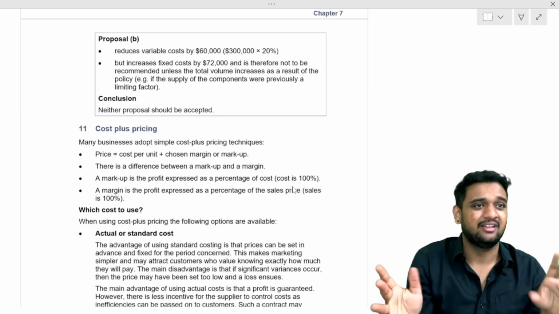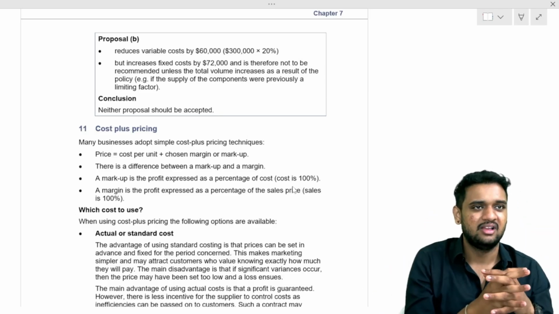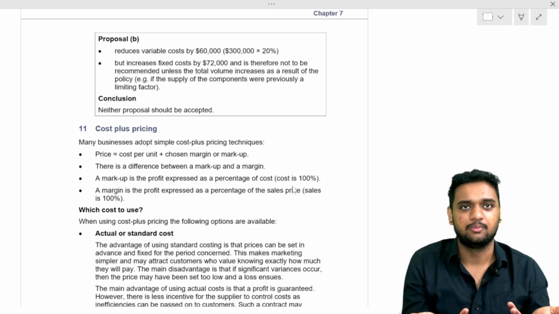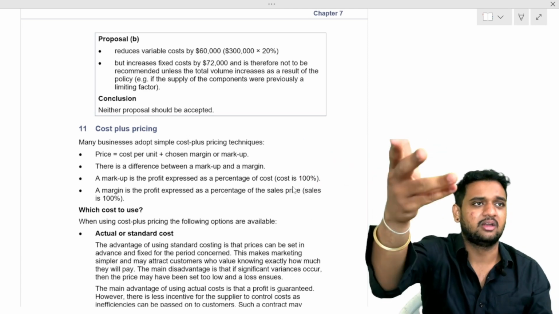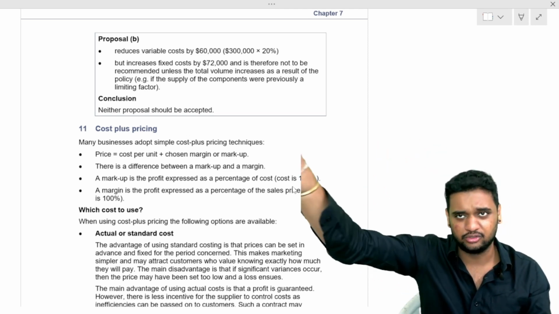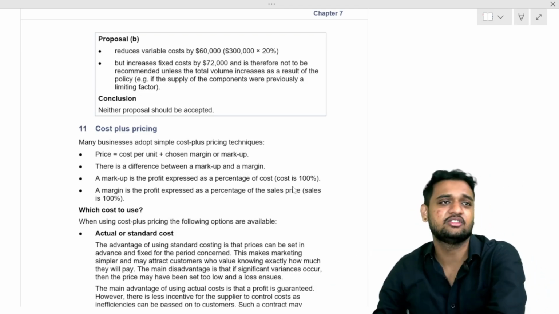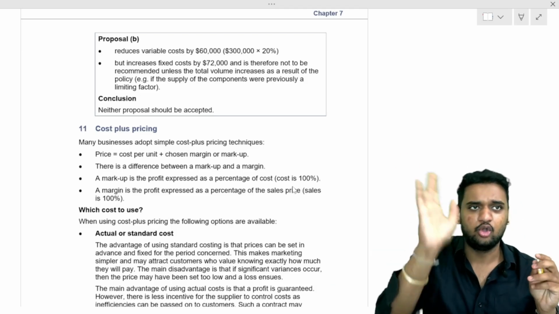You can use any of these. It depends on the business. In my business, I can use actual cost plus markup. Someone else uses standard cost plus markup. Someone will use marginal cost plus markup. Someone will use total cost plus markup. Someone will use relevant cost plus markup. It depends on the business. It doesn't matter, but we have to know all the methods.